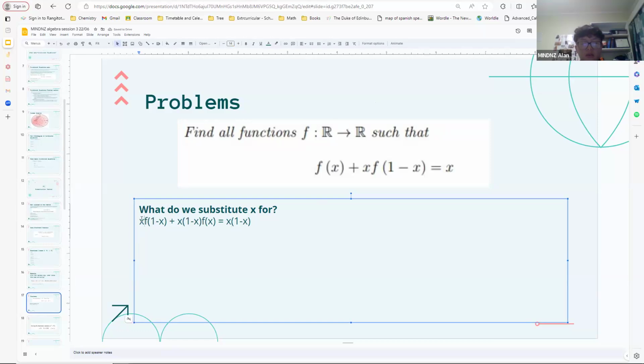So now we can use simultaneous equations to cancel out x times f of 1 minus x, and we would have x minus x squared minus 1, because of the f of x in the original, times f of x equals the right-hand side minus the old right-hand side, x times negative x, right?